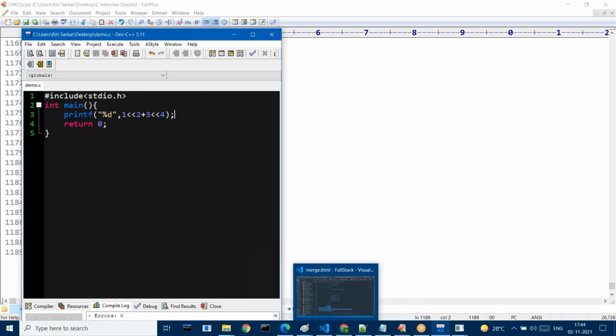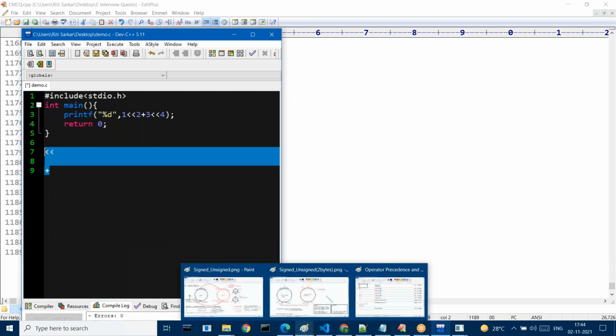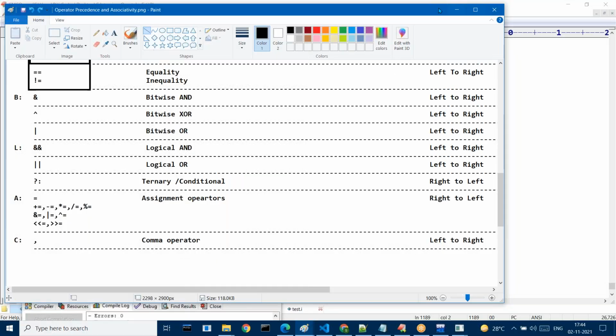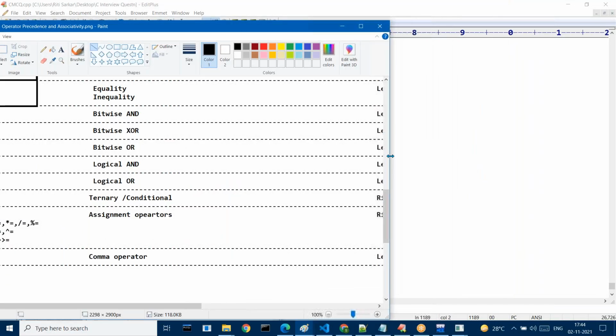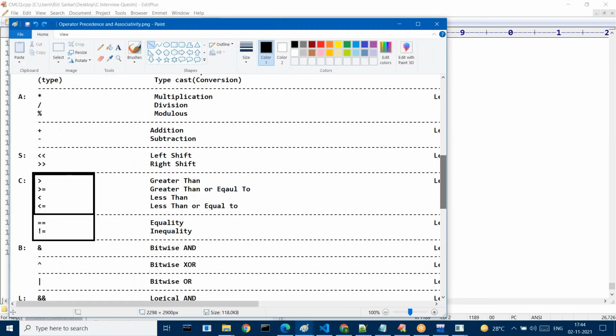Very simple. First you tell me how many operators are there? 2: left shift and plus. Who is having high precedence? First tell me, as per that table, who is having high precedence? Plus is having high precedence. You ask black. A for arithmetic, S for shift. So plus is having high precedence compared to shift. Remember, you ask black.